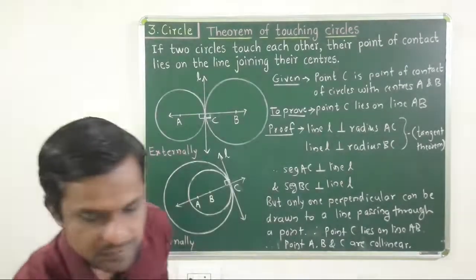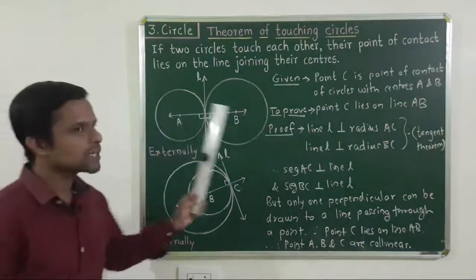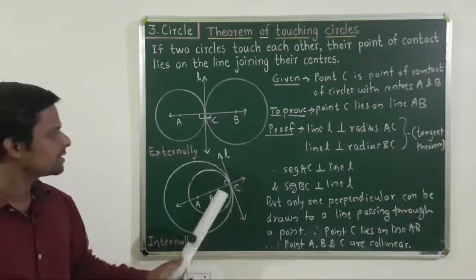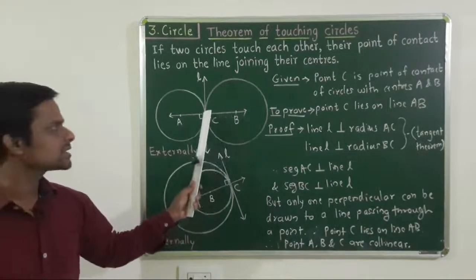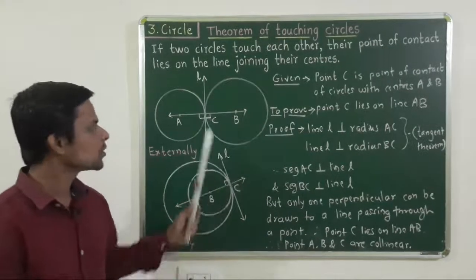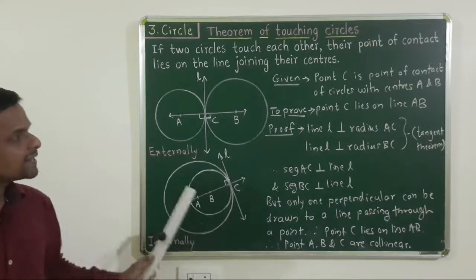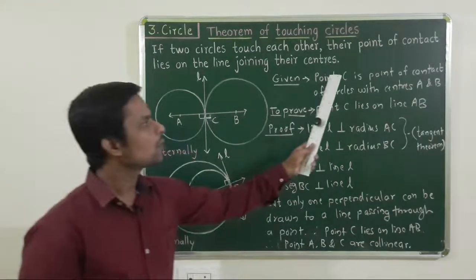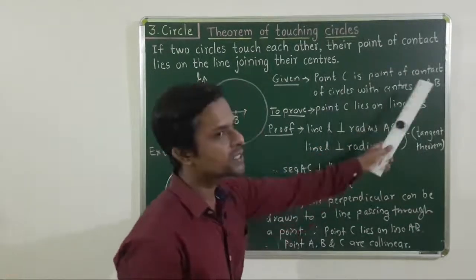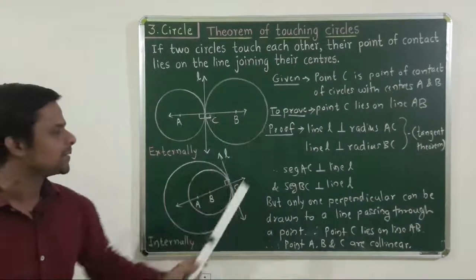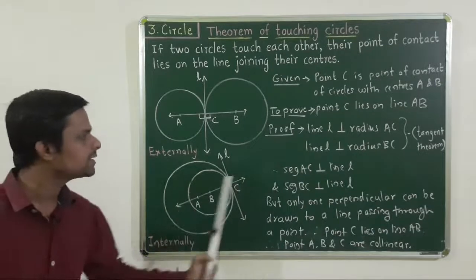See once again. There are two circles which touch each other either externally or internally. These are externally touching circles and point C is their common point or point of contact. Here also point C is the point of contact of these internally touching circles. Point C is the point of contact of circles with centers A and B, and we have to prove point C lies on line AB.